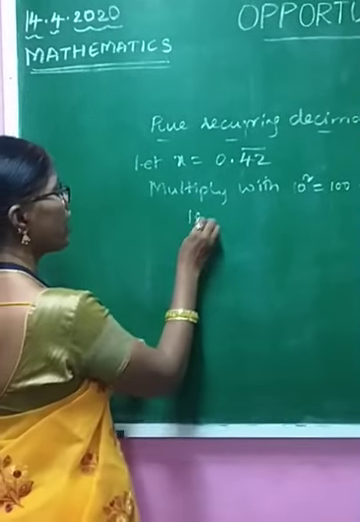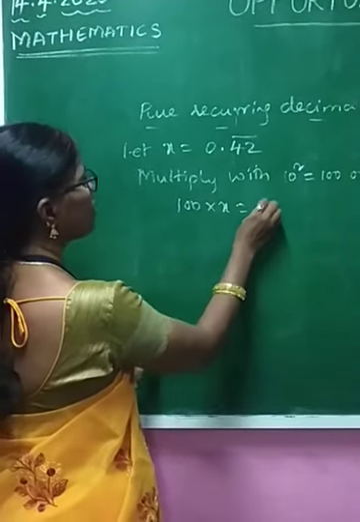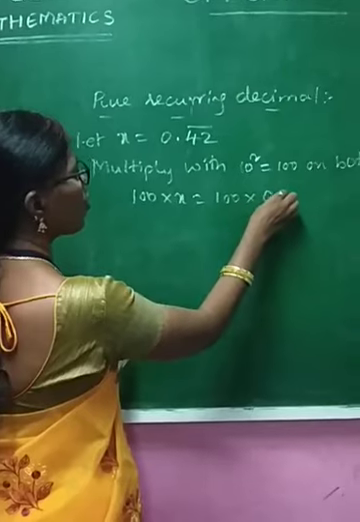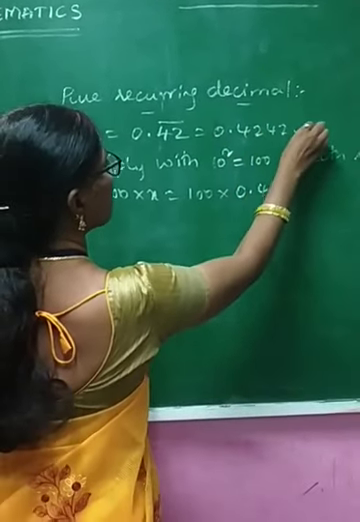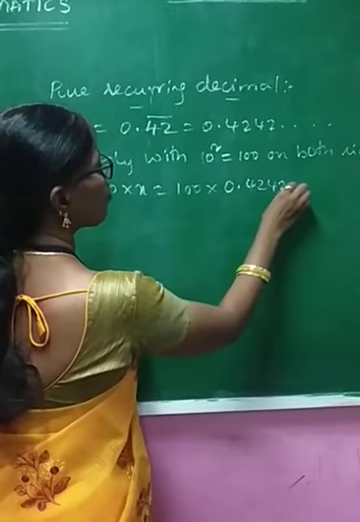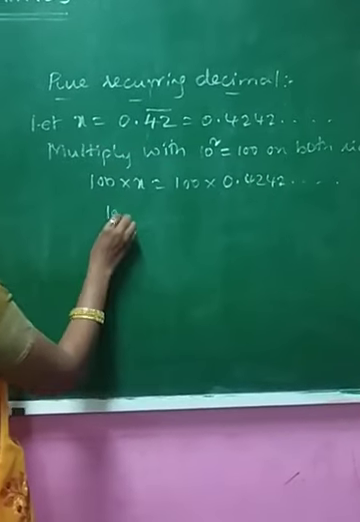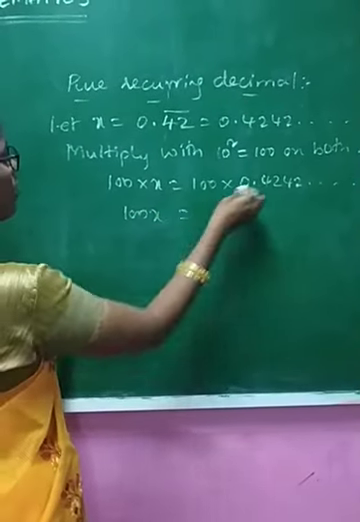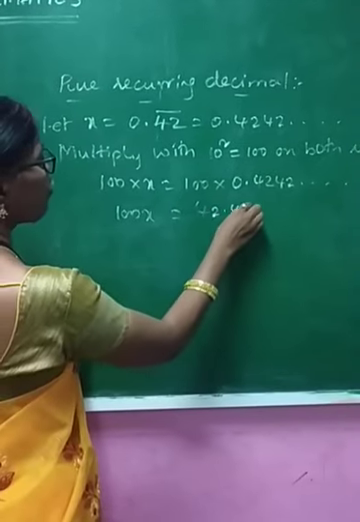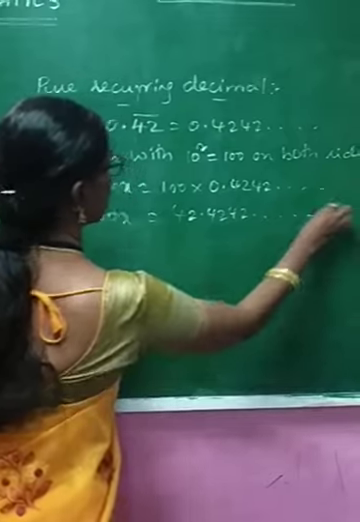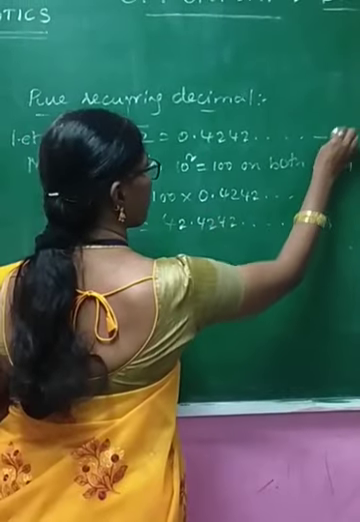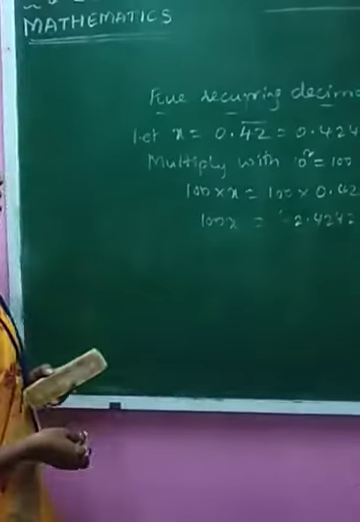So now 100 into x is equal to 100 into 0.4242 and so on. If you multiply with 100, we get 100x equal to 42.4242 and so on. Let us take it as equation 2. This we will assume as equation 1. Let us subtract both.